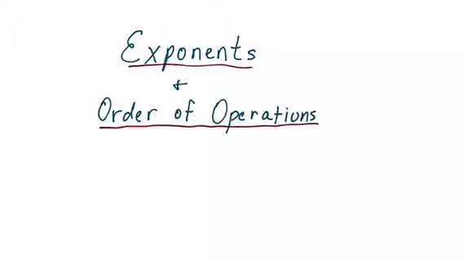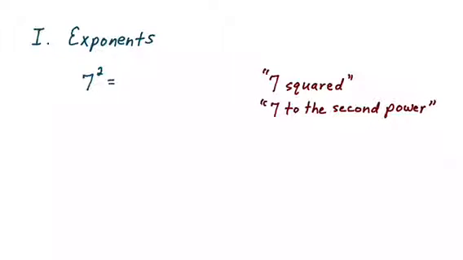In this video, I'm going to be discussing exponents and order of operations. So let's get started. Let's talk about exponents first. This is read 7 squared, or 7 to the second power. What the exponent tells us is we need to multiply 2 7s. And so we get 49.